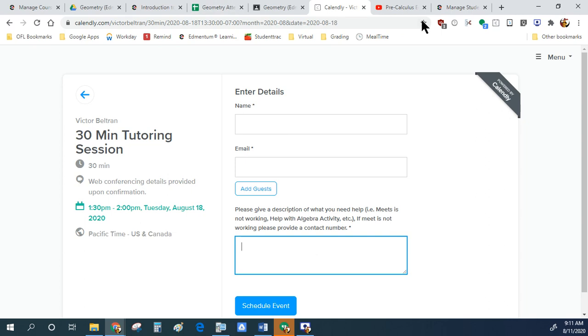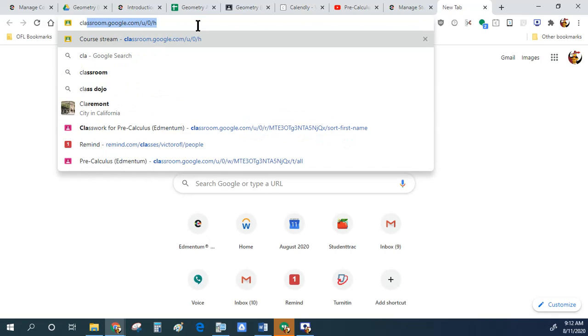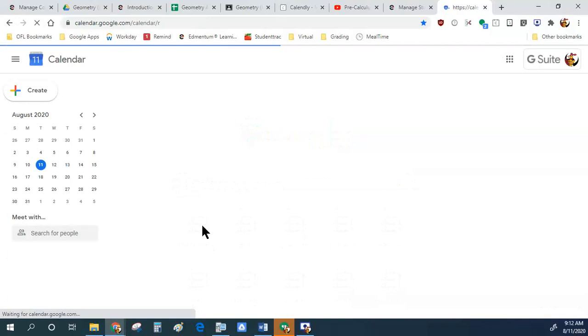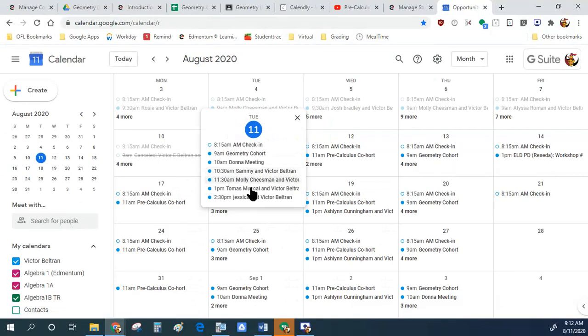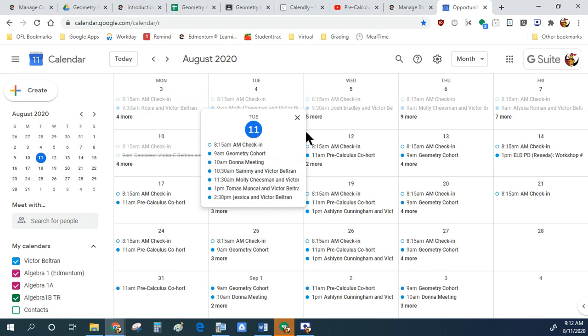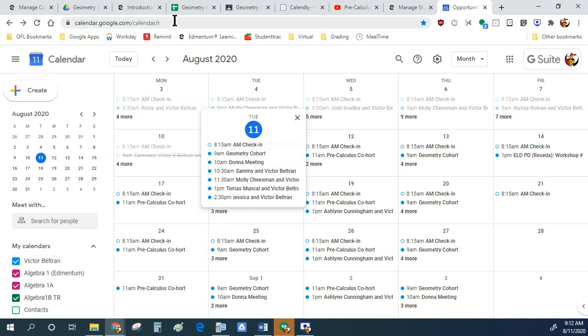Click schedule. What'll happen is it'll make an event on Google Calendar, calendar.google.com. It'll make an event here where we'll be meeting with each other. And then it'll make a link. So you go to calendar.google.com. You don't have to type in this extra stuff here. Just calendar.google.com. Click on the appointment. So let's say I wanted the geometry cohort. Join the cohort. That's it.